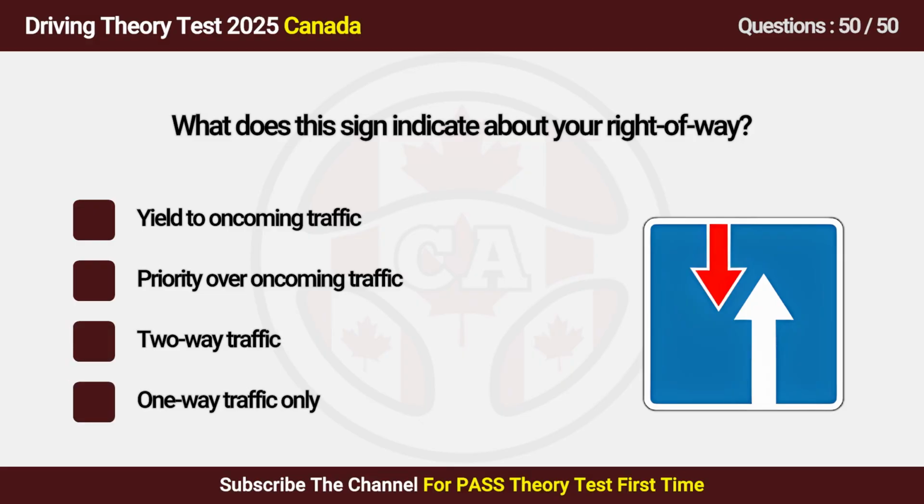A. Yield to oncoming traffic. B. Priority over oncoming traffic. C. Two-way traffic. D. One-way traffic only.